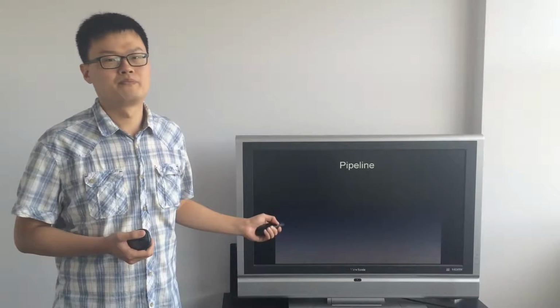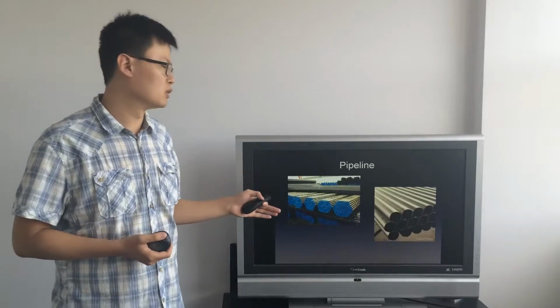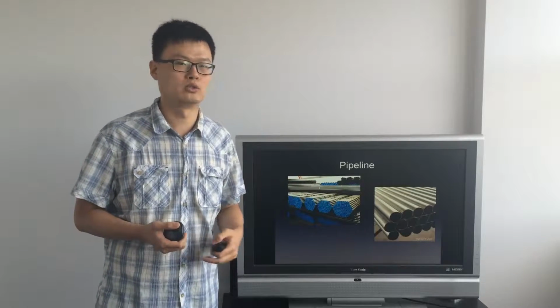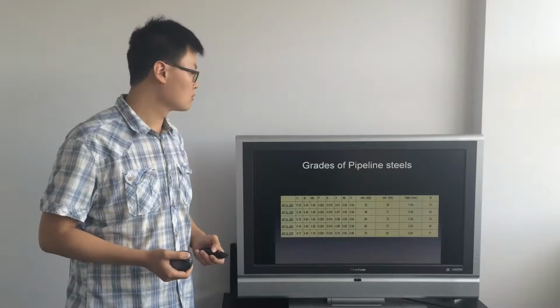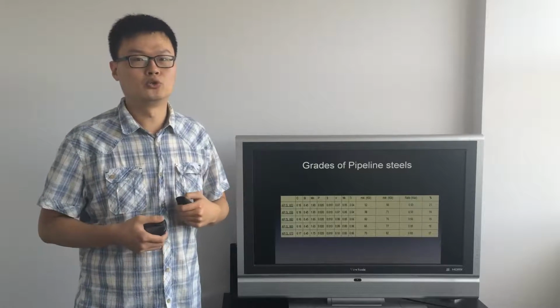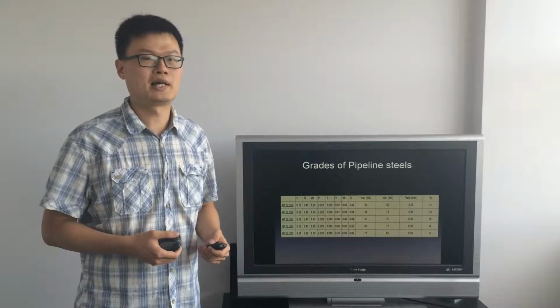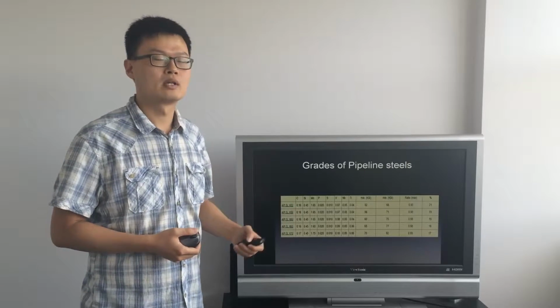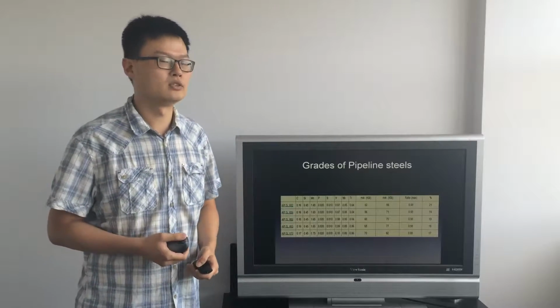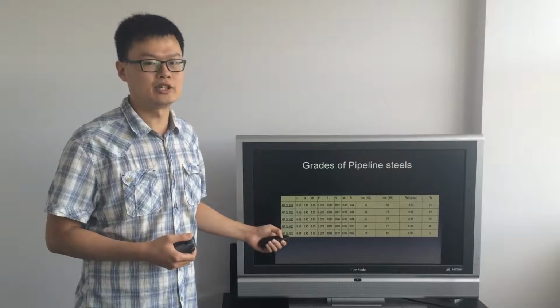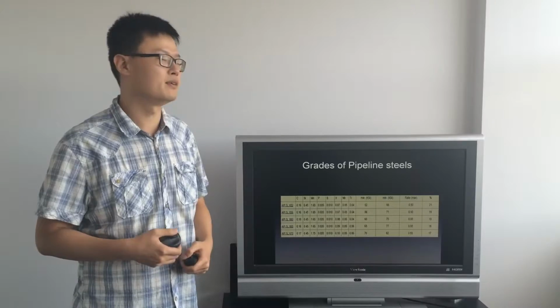What is pipeline steel? Pipeline steel could be made into pipes for the transportation of goods or materials. Pipeline steel could be divided into a number of grades, which have been listed in the table. As we can see, the different grades of pipeline steel consist of different percentages of metallic elements and different strengths.